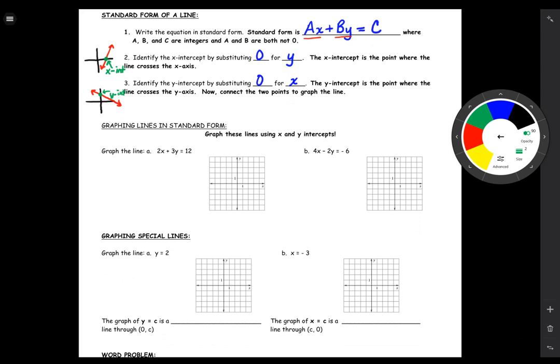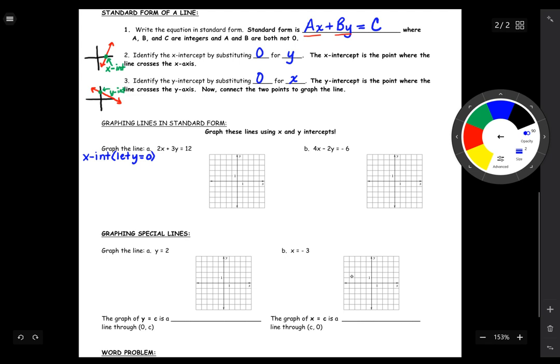We're going to graph lines in standard form. Graph the line 2x plus 3y equals 12. It's really wise to make a chart. And I notice it's in standard form because the x and y are on the left side of the equal sign and the constant is on the right side. So I make a chart. That's really helpful to me. So we're going to find the x-intercept first. And remember, to find x, you have to let y equal 0. You don't let y equal 7 or 10 or something. You just let it equal 0.